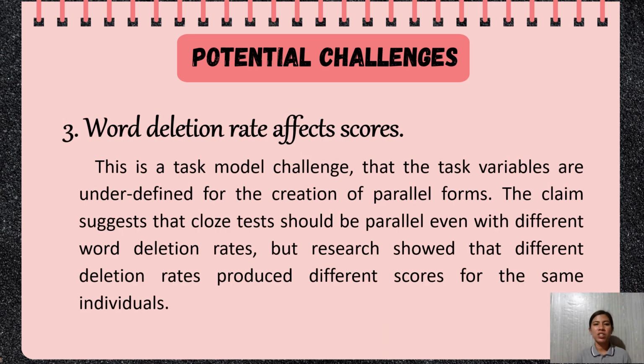The third potential challenge is that the word deletion rate affects scores. This is a task model challenge, that the task variables are underdefined for the creation of parallel forms. The claim suggests that the cloze test should be parallel even with different word deletion rates, but research shows that different deletion rates produce different scores for individuals.